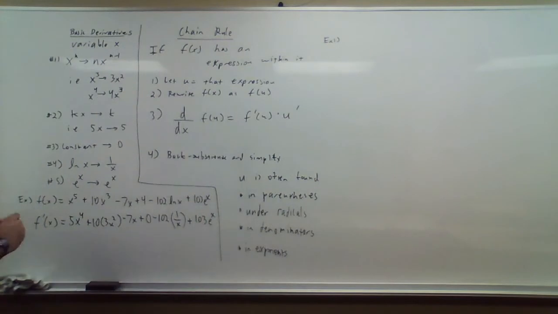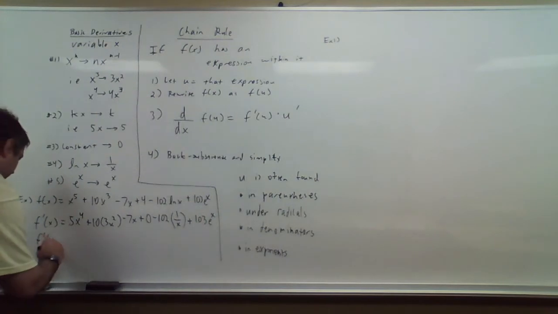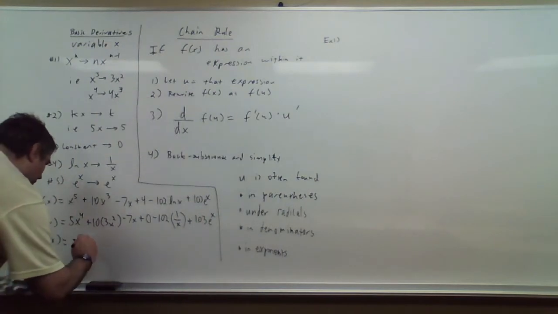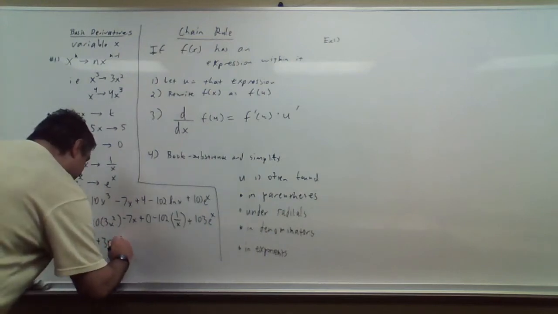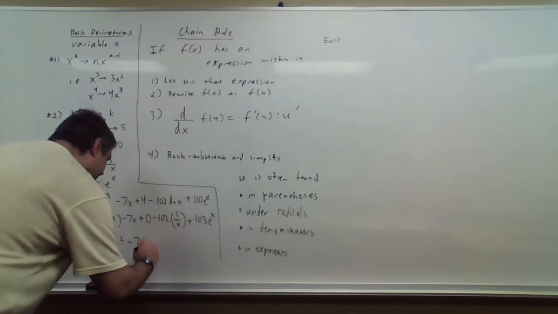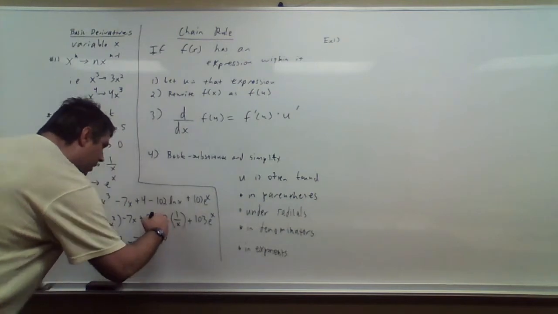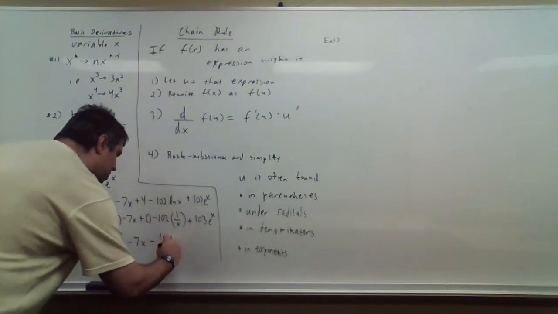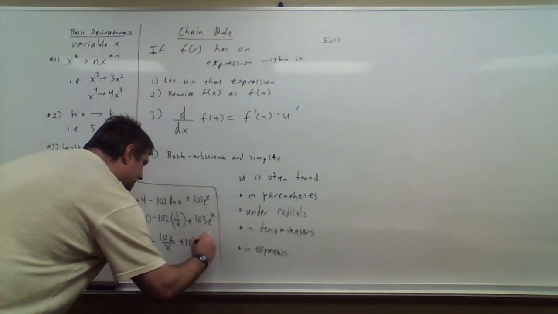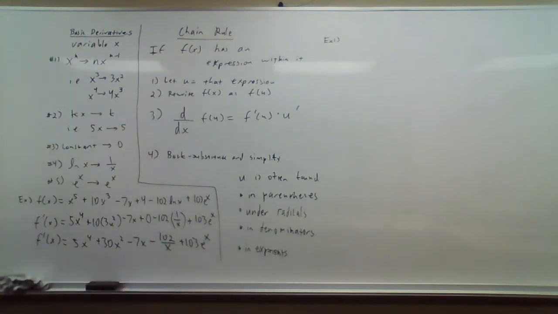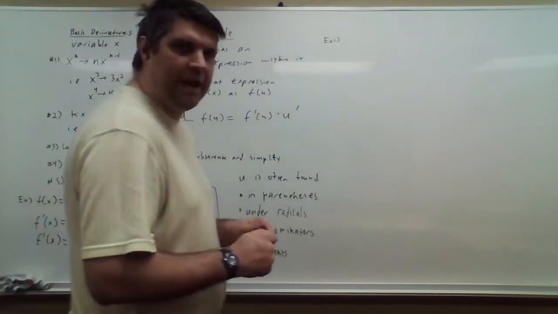Okay, to simplify this, f prime of x would therefore equal 5x to the fourth plus 30x squared minus 7x minus 102 times 1 over x, which would be 102 over x, plus 103 e to the x. All right. The chain rule.